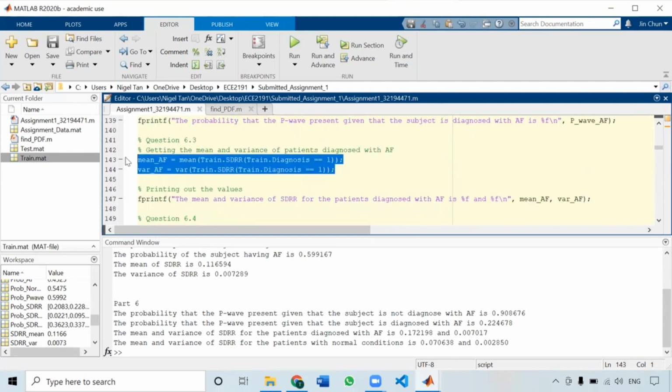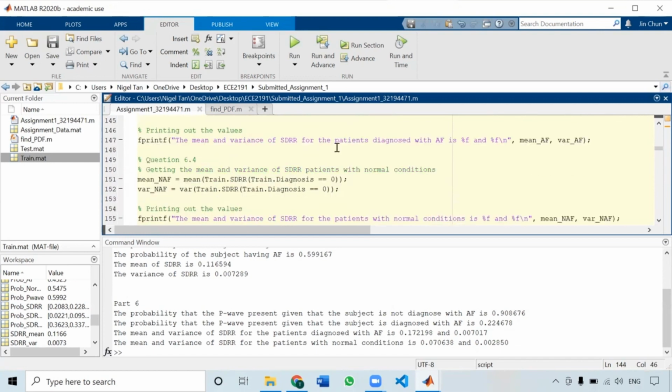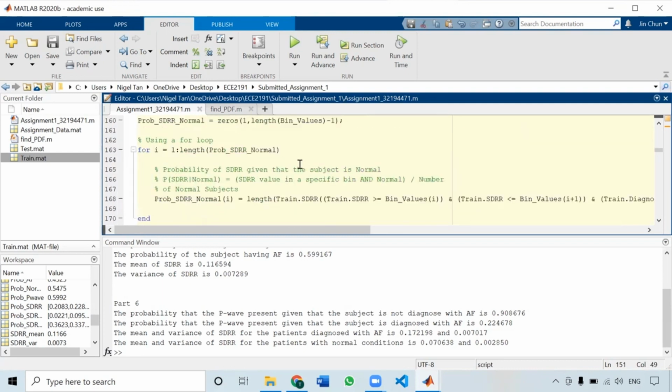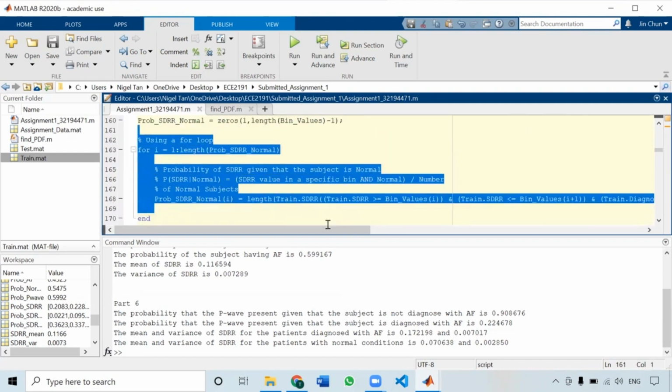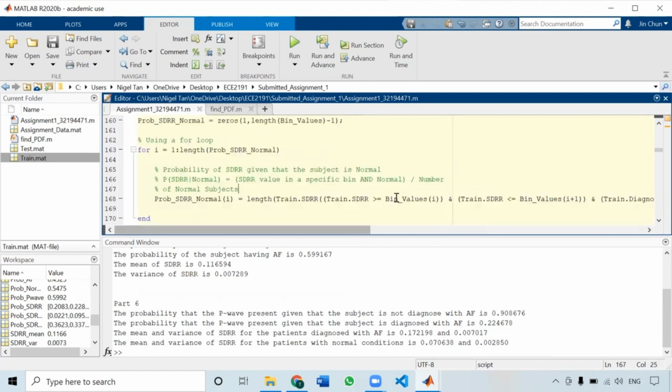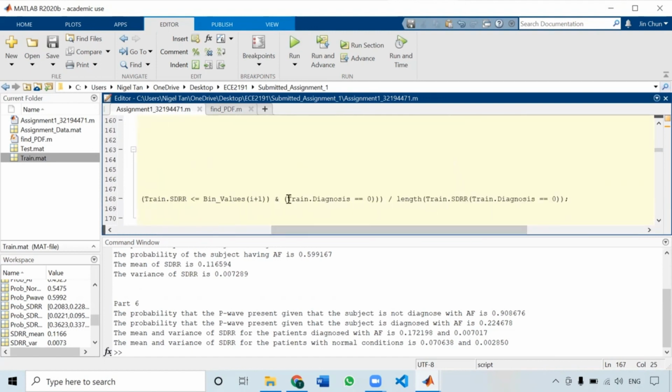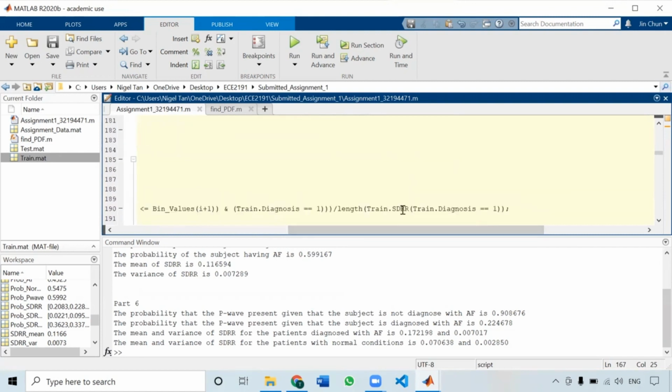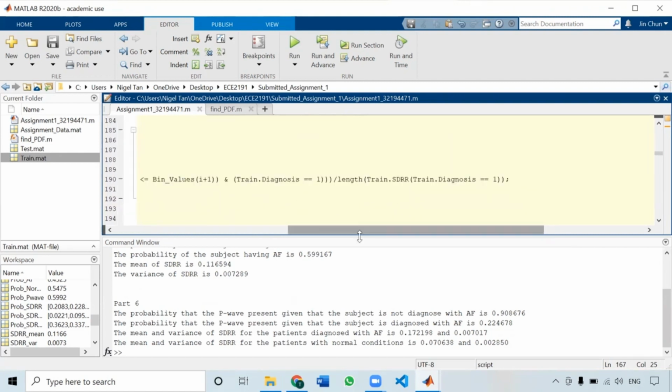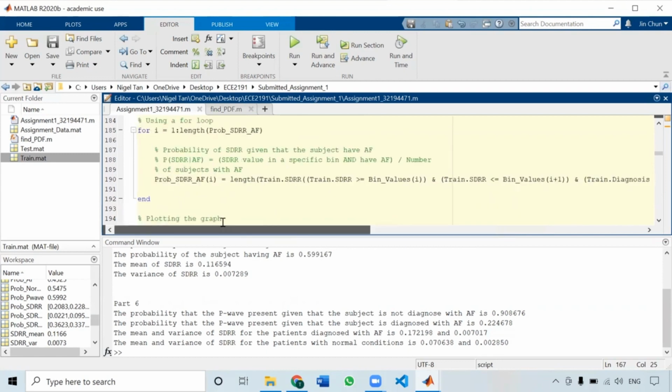And use the mean and variance function to get the data. The same goes for here, but you need to take into account that train.axis must be equal to 0. From here it's also the same. The only thing we add is exactly the same as question 5.5, just add train.axis equal to 0, this part here. Question 6.6 is also the same. Just change this value to equal 1, and that's about it.